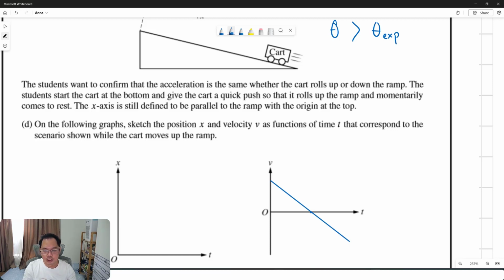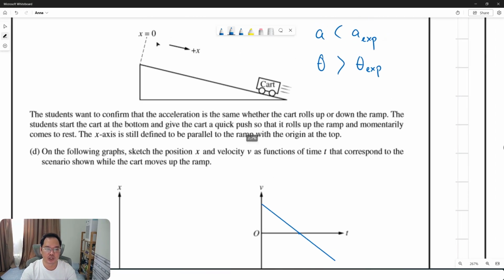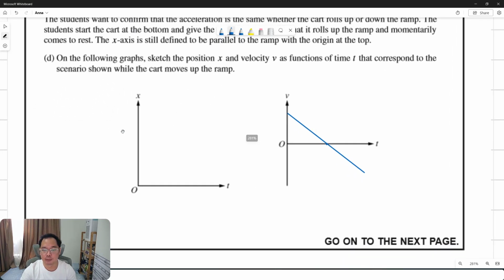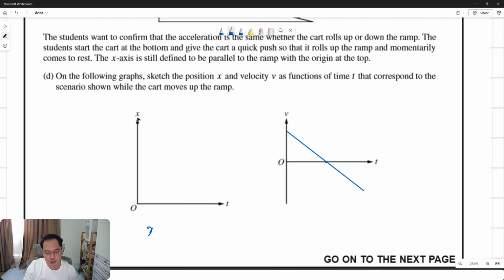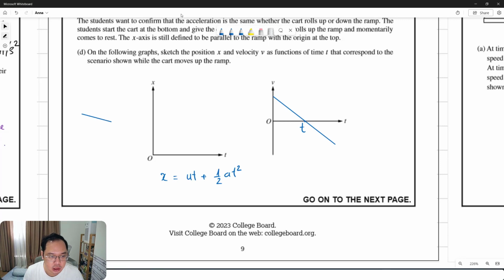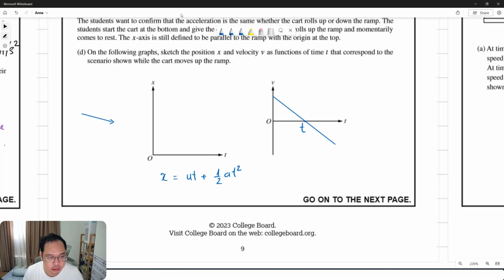And position will decrease to 0 because we define the origin at the top, and the graph of position will be a parabola because position is ut plus 1/2 at squared. Note that this object is moving upward the incline, and the positive direction is chosen to be the downward direction. The origin of the axis is on the top of the incline, and the positive direction is downward.